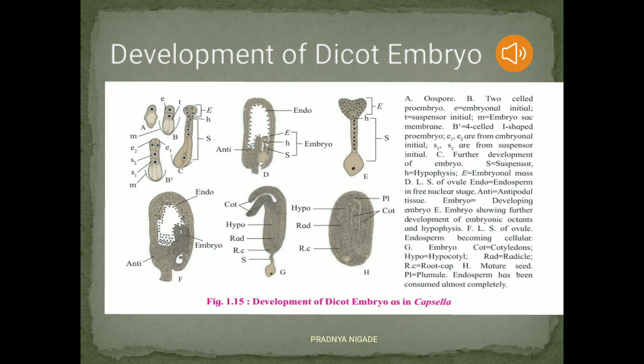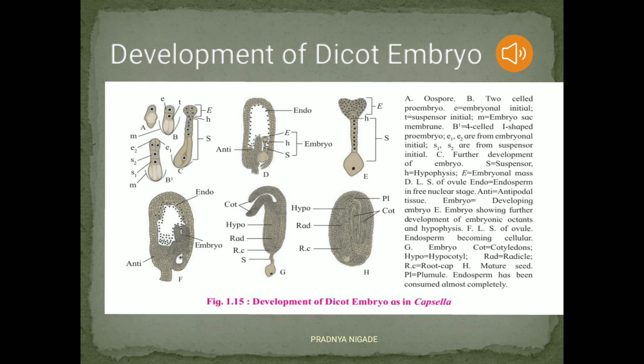Diagram C represents the further development of the embryo. Capital S stands for suspensor. Small h stands for hypophysis, which is the lowermost cell of suspensor. Then capital E represents the embryonal mass, which is in italic print. Then diagram D shows the LS of ovule. Now the various acronyms used. Endo represents endosperm, anti for antipodal tissue, embryo shows the developing embryo.